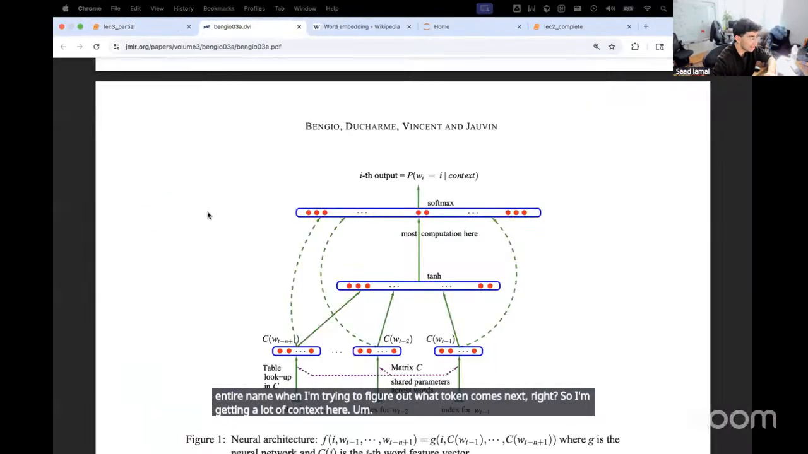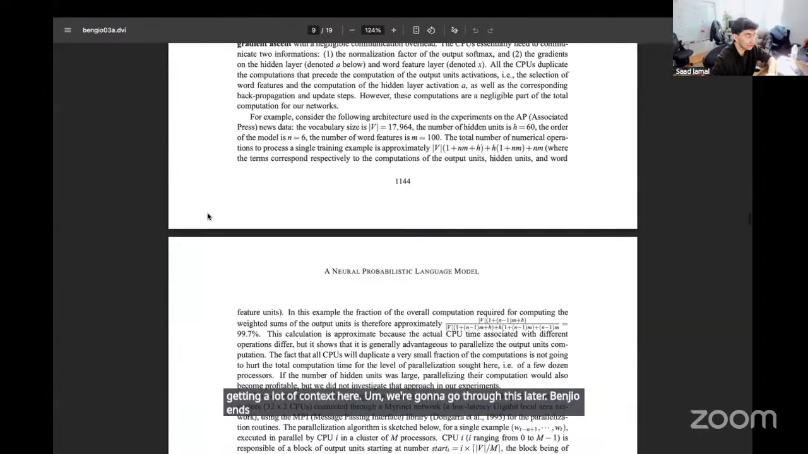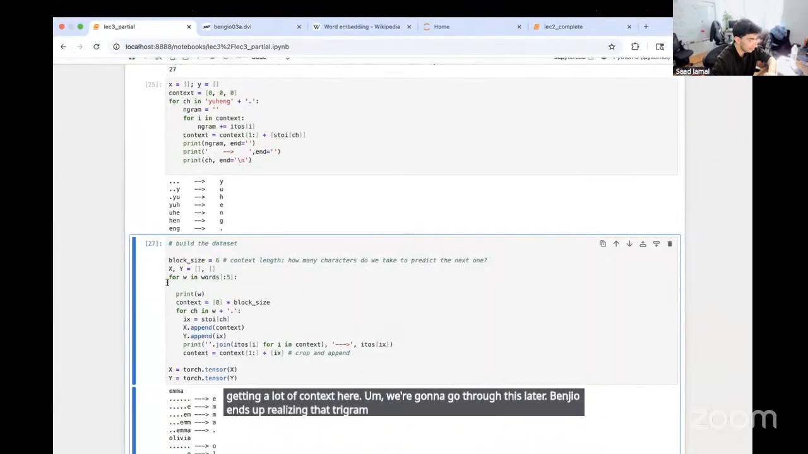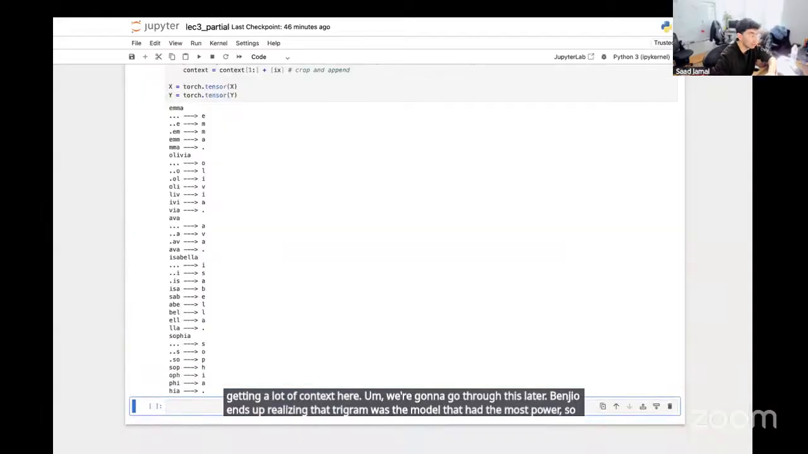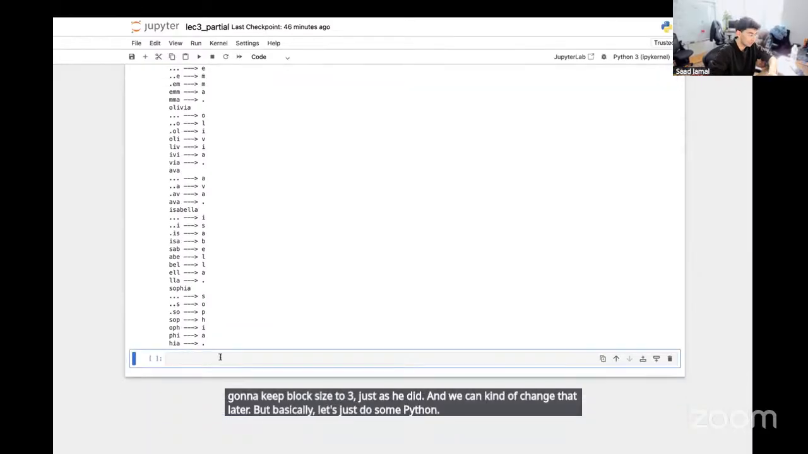We're going to go through this later. Bengio ends up realizing that trigram was the model that had the most power. So we're going to keep block size at 3, just as he did. And we can change that later. But basically, let's just do some PyTorch review again really quickly.